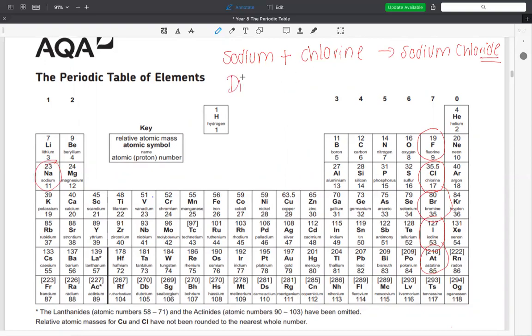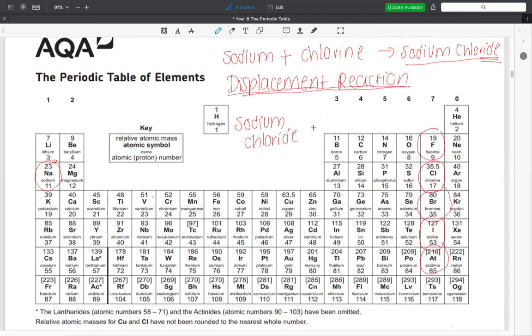The displacement reaction happens when we add another halogen to sodium chloride, or it could be anything chloride. So the displacement reaction, for example, if we have sodium chloride and we add fluorine to it, what's going to happen? And we had a look at this in a lesson very briefly, and we're going to explain it one more time.